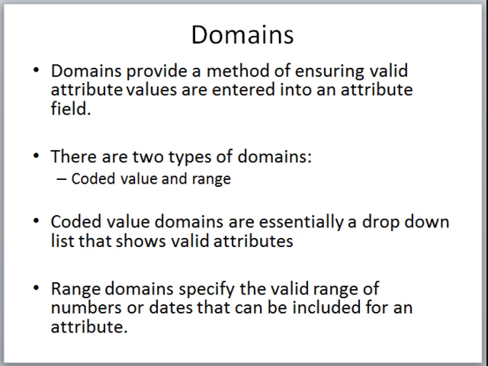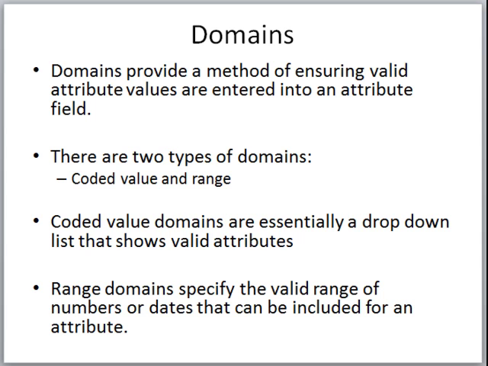Domains provide a method of ensuring valid attribute values are entered into an attribute field. So they're a way of validating the information that we store in attribute tables. There are two types of domains: coded value and range domains. A coded value domain is essentially a drop-down list.